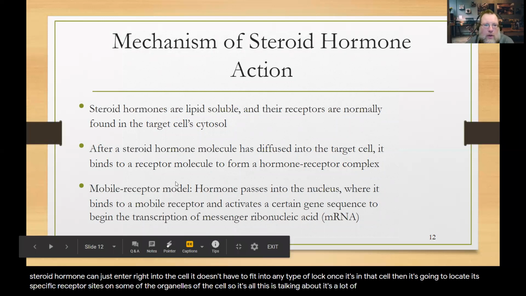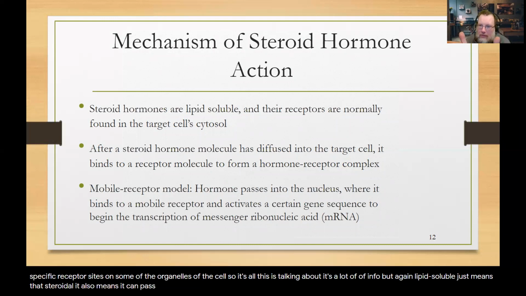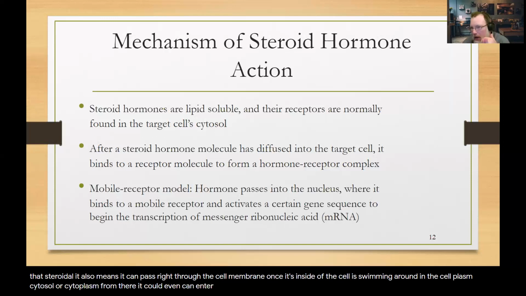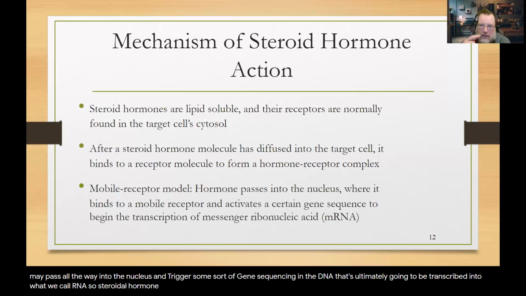It's a lot of info, but again, lipid soluble just means it's steroidal. It also means it can pass right through the cell membrane. Once it's inside of the cell, it's swimming around in the cell plasm, cytosol or cytoplasm. From there, it can enter into a smooth ER. It can hook up with the nucleus even. Some of these hormones may pass all the way into the nucleus and trigger some sort of gene sequencing in the DNA that's ultimately going to be transcribed into what we call RNA. So steroidal hormones really help with some of the basics of mitosis, cell replication, or DNA replication of the cell.